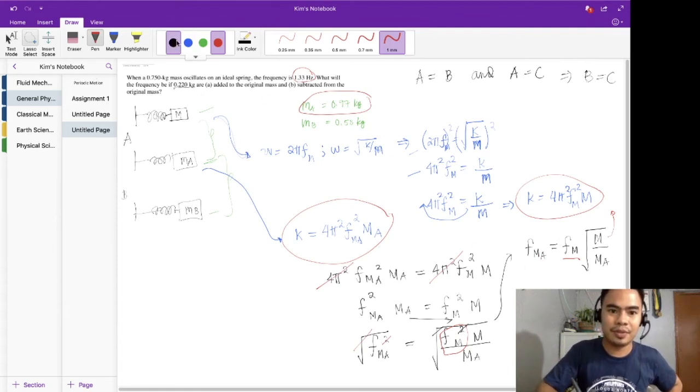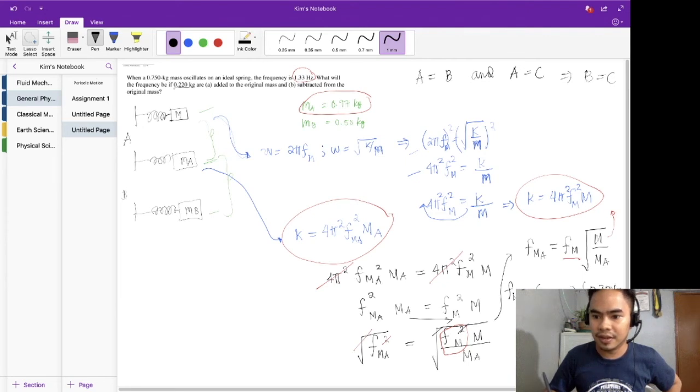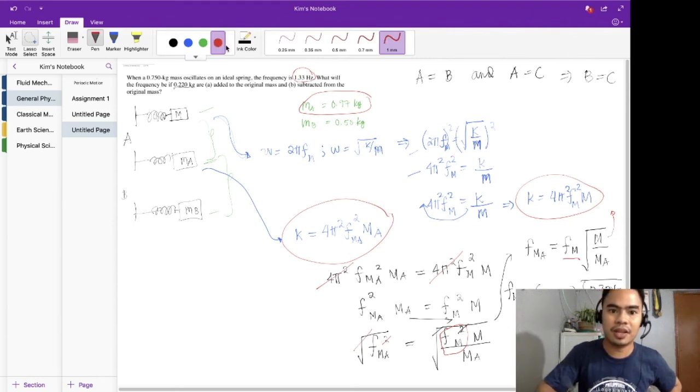So what happens is you simply plug in the values: f of m sub a is equal to f sub m, that is 1.33 hertz, times the square root of m, which is 0.750 kilograms, divided by m sub a, the one where you add 0.220, so that is 0.97 kilograms. You see that the kilograms will cancel out, so you are left with hertz, which is a good sign that you are in the right direction because you arrive at the correct unit.